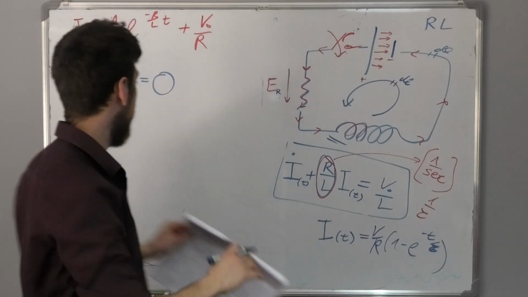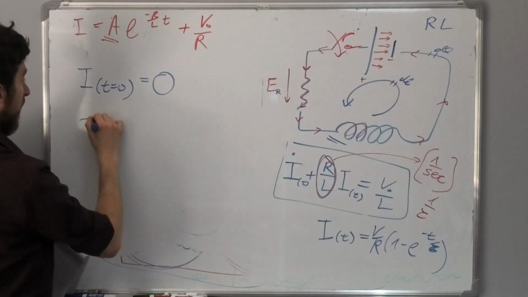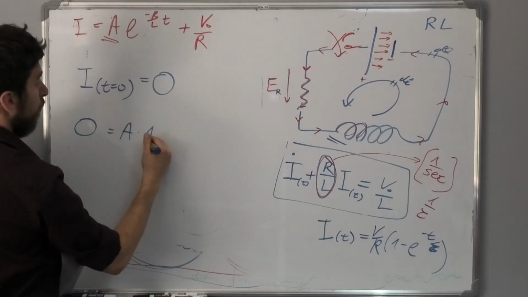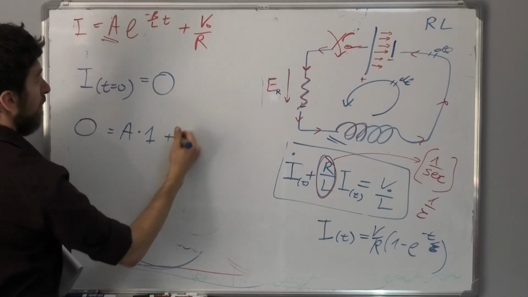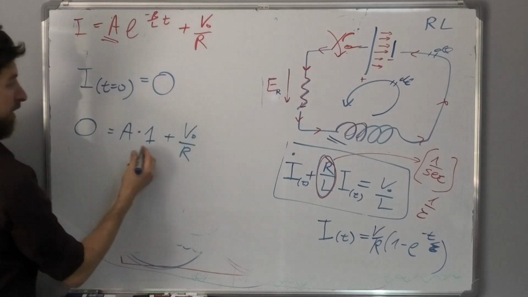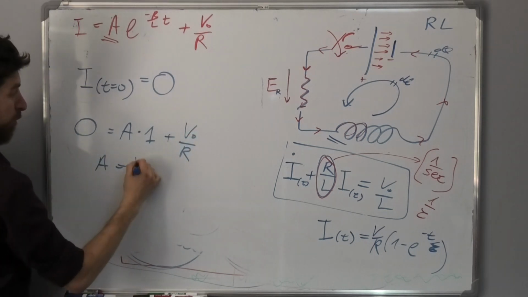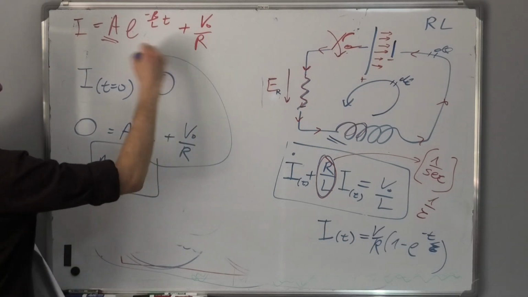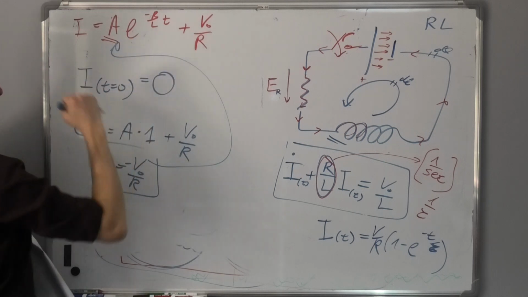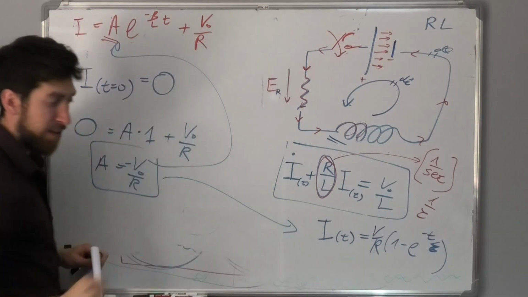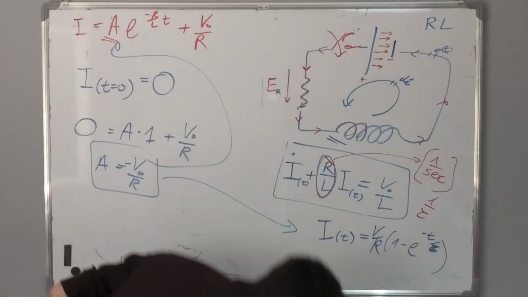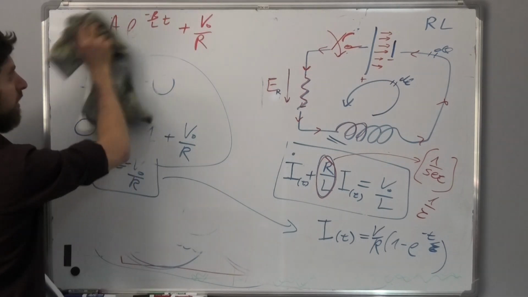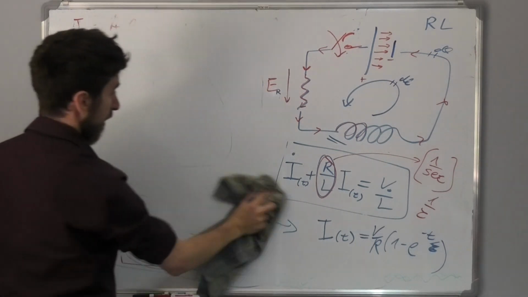because there was no current before. Okay? If I use this term, I can say that 0 equals A multiplied by 1 plus V0 over R, because I put t equal to 0, and I find out that A is actually equal to minus V0 over R. And that gives me, putting it here and taking V0 outside of the equation, this result. Okay? So the next part of the question is to draw the result.